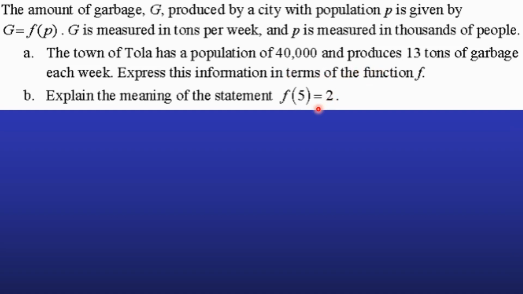For part B, since we know p equals 1 equals 1,000 people, that means 5 is 5,000 people. And the 2 is tons of garbage per week. So the meaning of the statement would be 2 tons of garbage per week is produced by 5,000 people.